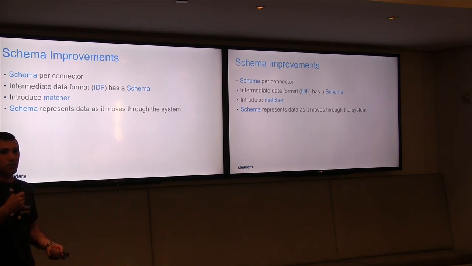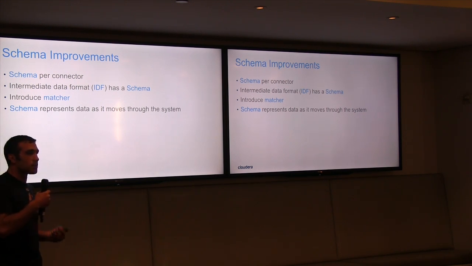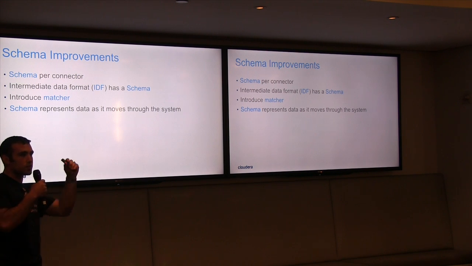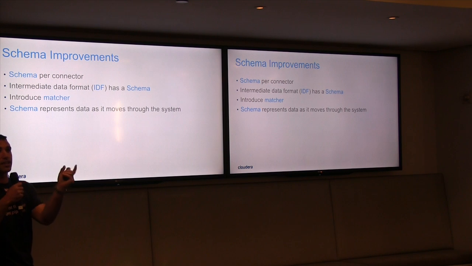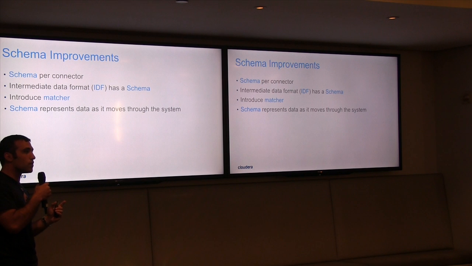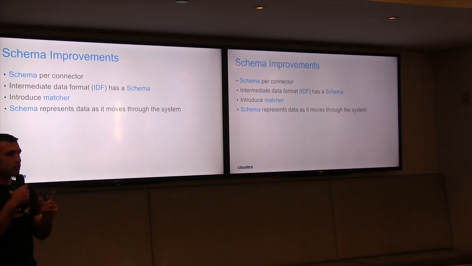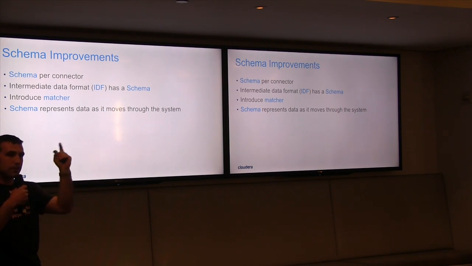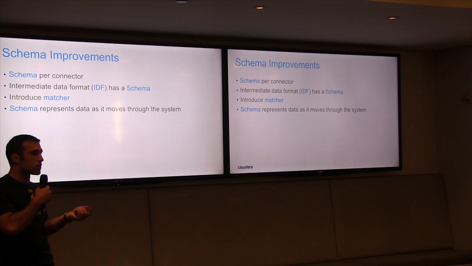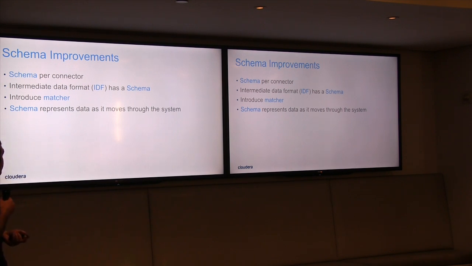Also, the intermediate data format now has a schema. What this means is that we can describe the schema of the data as it moves through the ecosystem with a Sqoop schema. So there will be one record per kind of IDF, right? And that record will have a description, which is our schema, and it's associated with the intermediate data format.